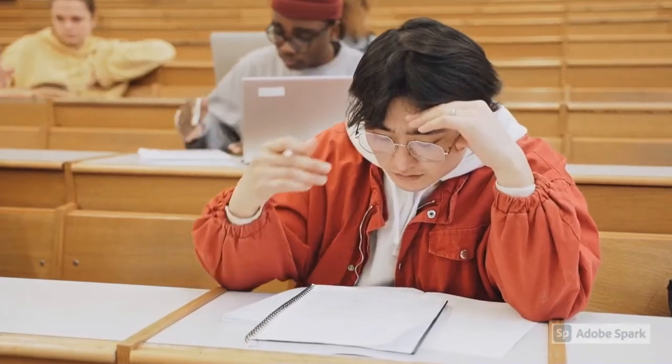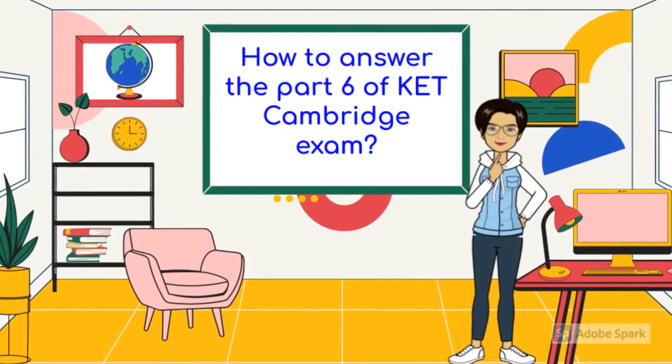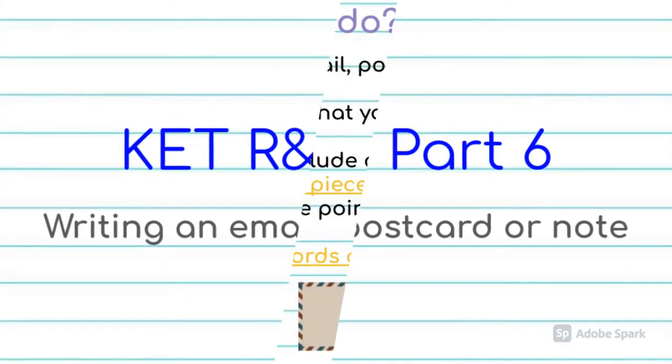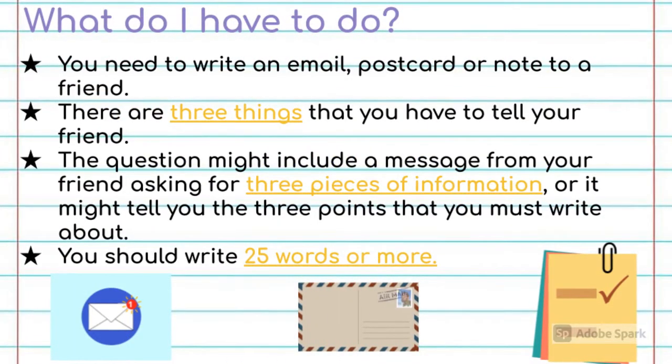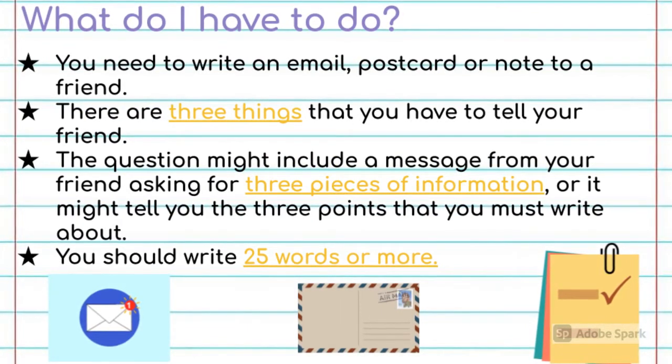It's exam time. How to answer Part 6 of the KET Cambridge Examination. Part 6 consists of writing an email, a postcard, or a note. What do I have to do? You need to write an email, a postcard, or a note to a friend.